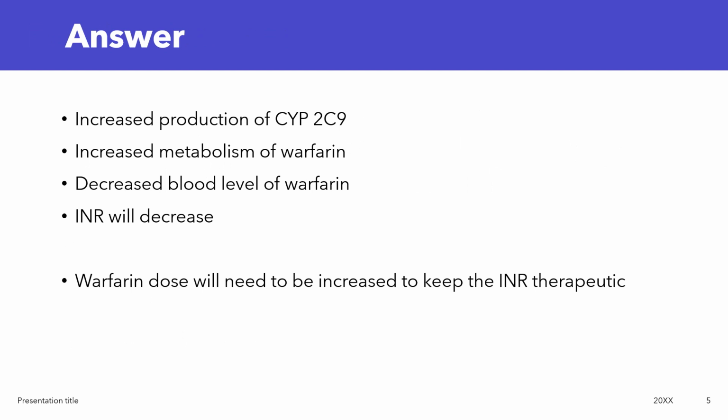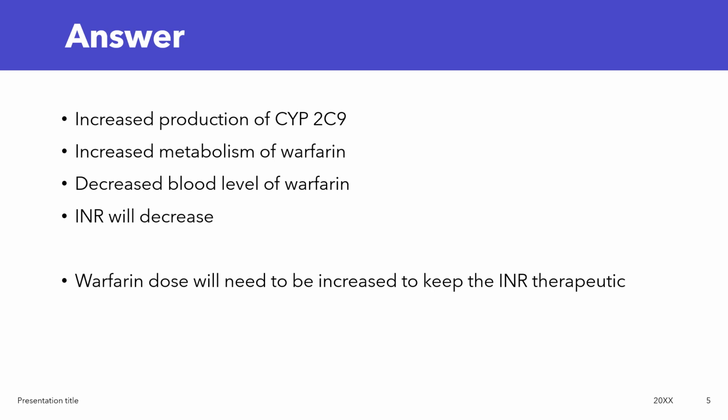Okay, let's try to solve this together. So, rifampin, a strong inducer of 2C9, is now being added. So we talked about the effect of an enzyme inducer. So rifampin will increase the production of 2C9. What will that do? That will increase the metabolism of warfarin. So if we increase the metabolism of warfarin, what happens to the concentration of warfarin? The concentration of warfarin will decrease.